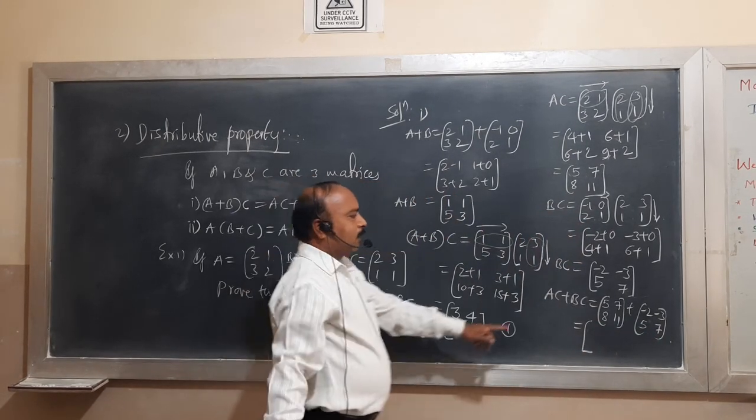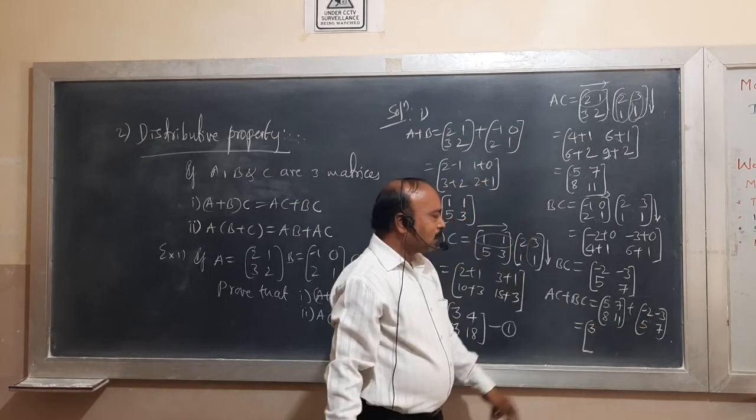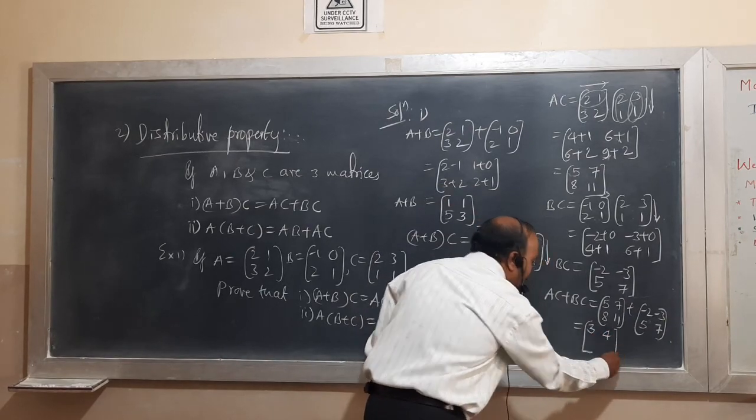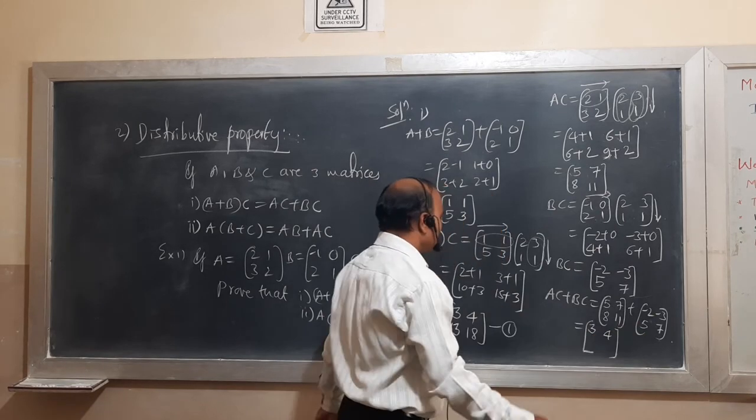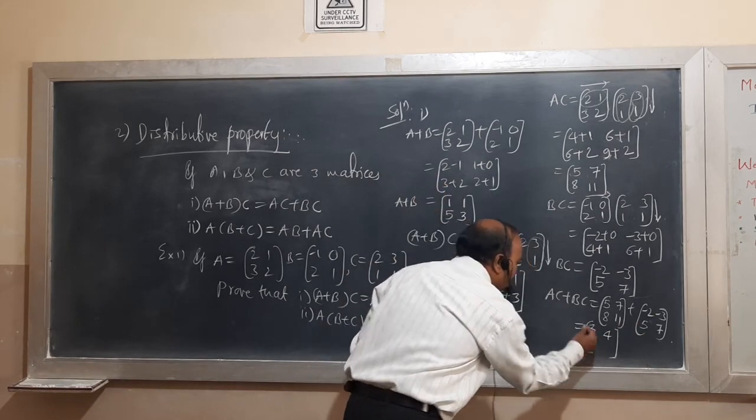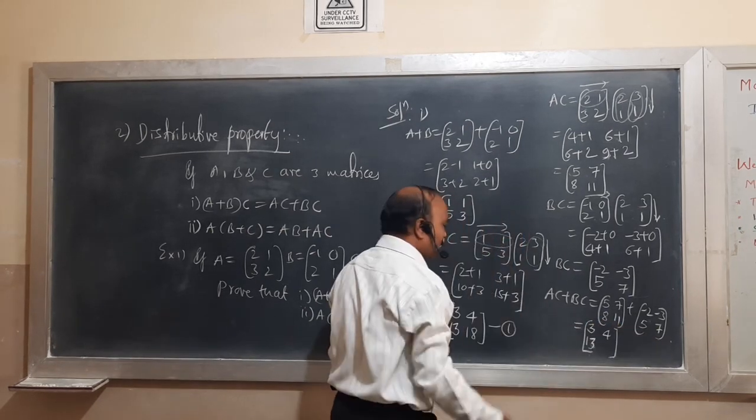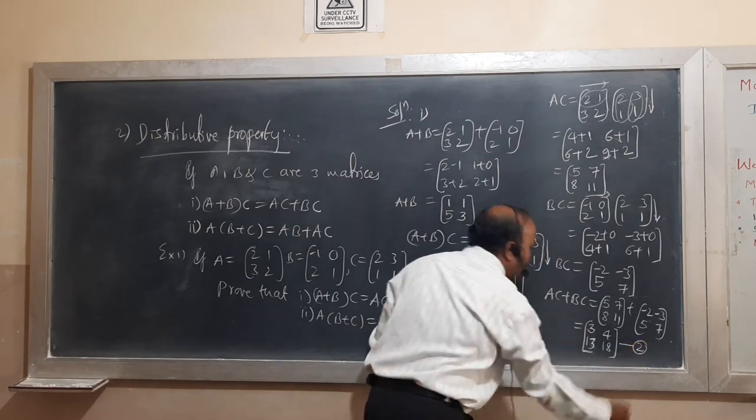Then 5 minus 2 is 3. Next, 7 minus 3 is 4. Next, 8 plus 5 is 13. After that, 11 plus 7 is 18. Call this equation number 2.